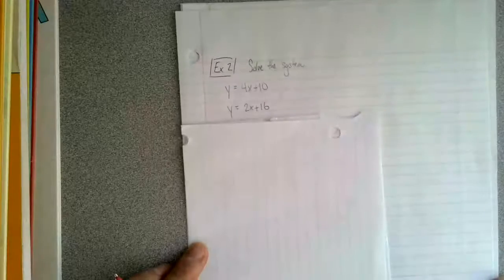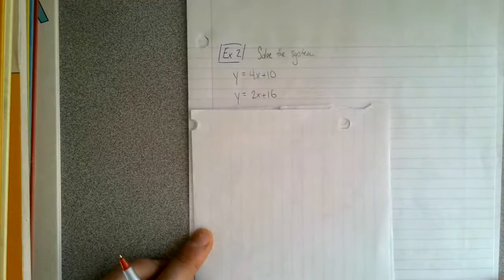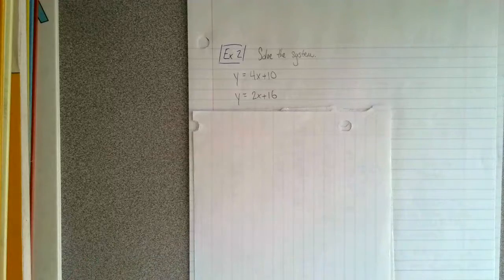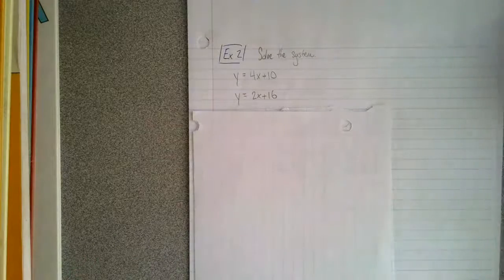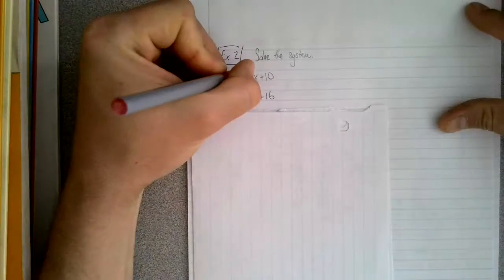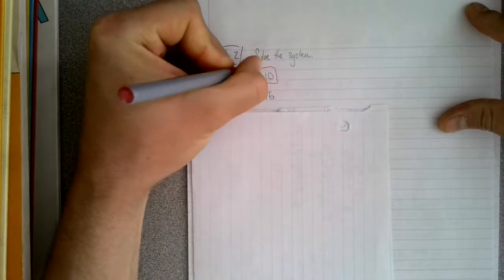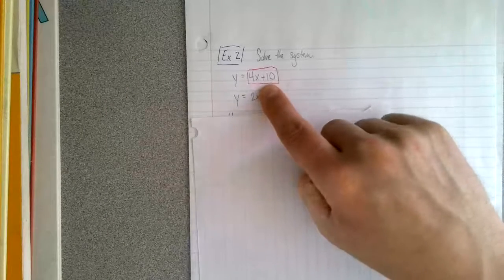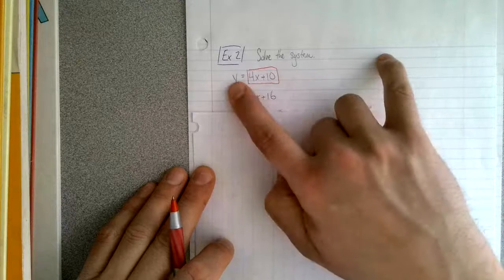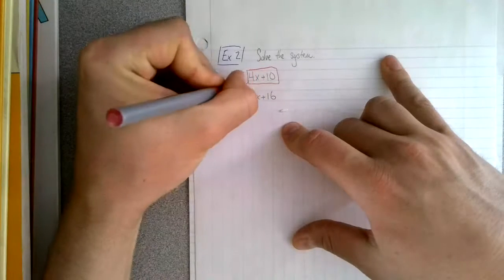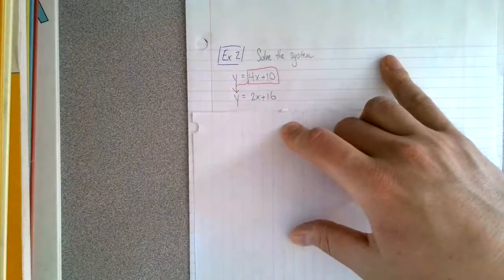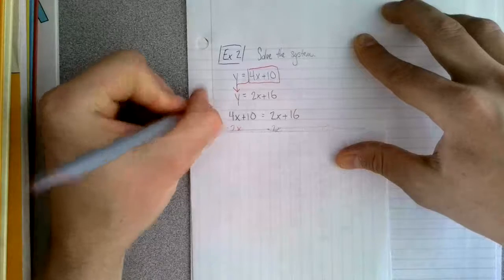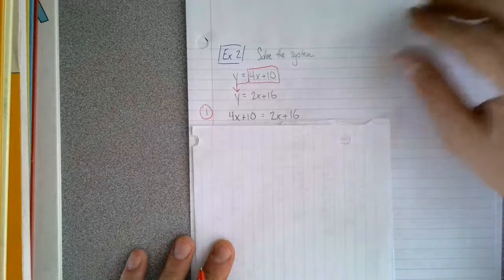All right. So we're going to solve the system. If you'll recall from the previous problem, and hopefully you're pausing the video and taking notes and writing the steps down, we're going to take information from one equation and substitute it into the other equation. So just like before, this information, 4x plus 10, is equal to y. So we are going to substitute that into the y in the other equation. And that's going to give us 4x plus 10 equals 2x plus 16.